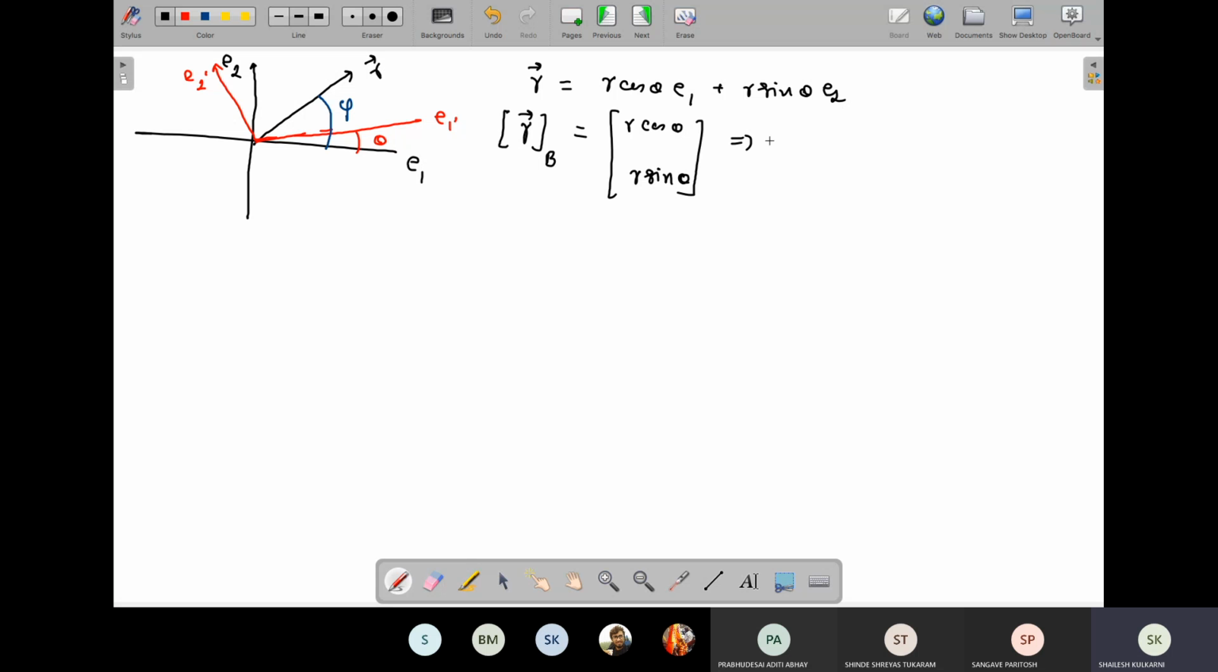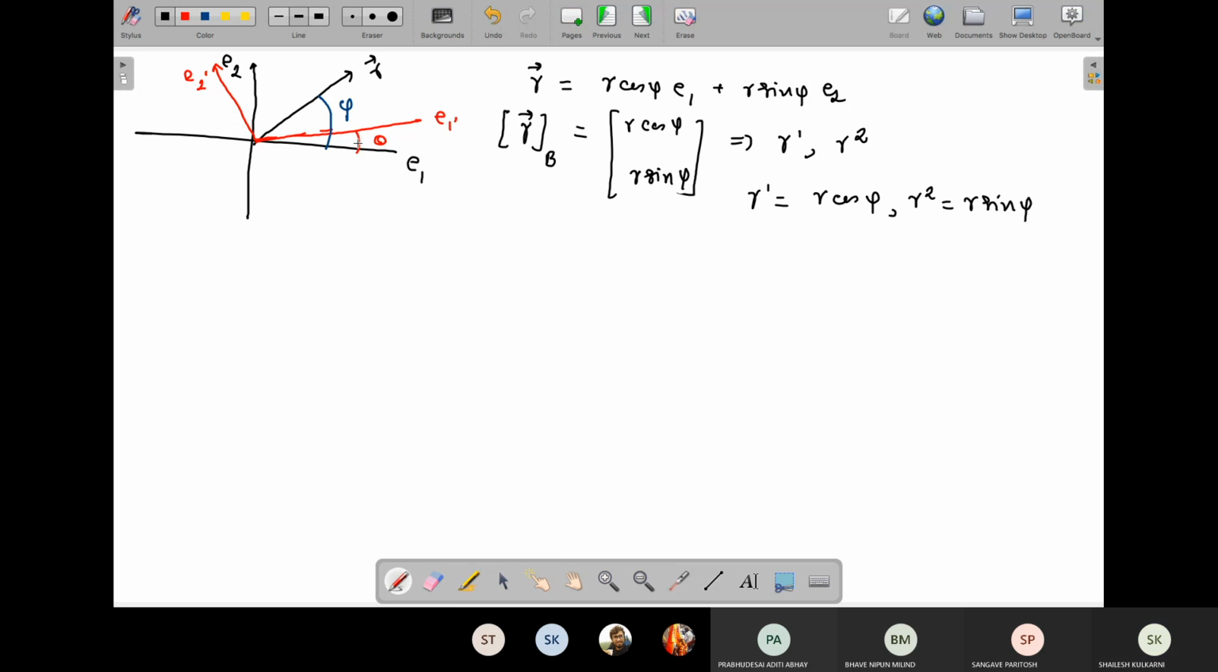So this implies the components of R. Sir, it should be angle phi, right? R cos phi and R sin phi. Yeah, angle phi, correct. So it will be angle phi. So this implies your components of R: if I write them as R1 and R2, then R1 is equal to R cos phi and R2 is equal to R sin phi. Is it clear?